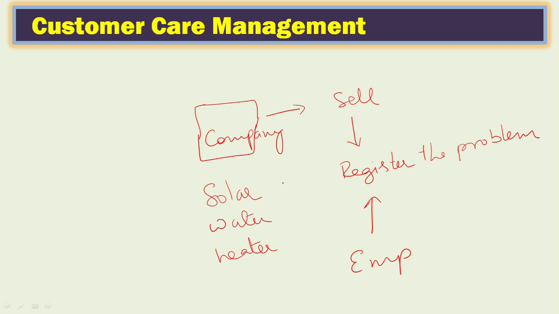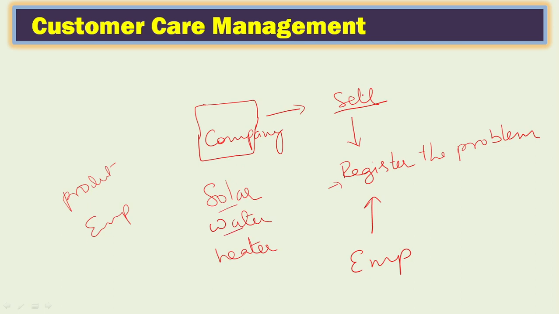So in this project, we manage all this, to sell the product. We have product details. Then you can have employee details. Then you are selling. Then you are registering the problem. So this is a solar company, a solar water heater company.